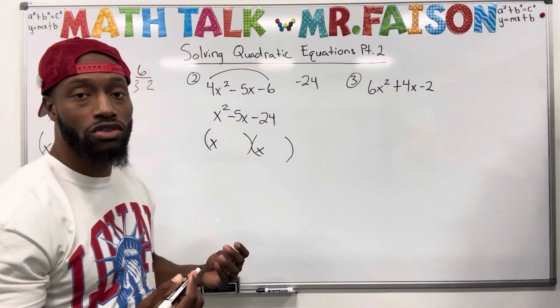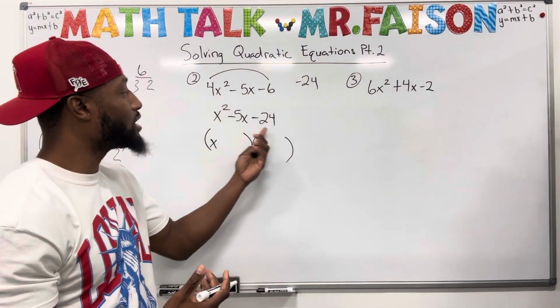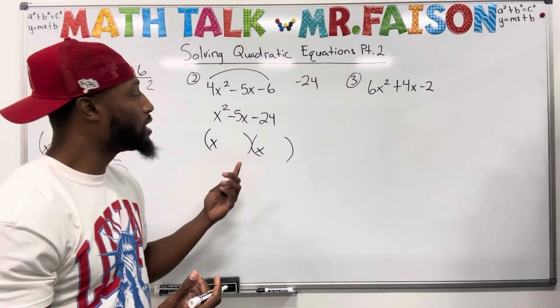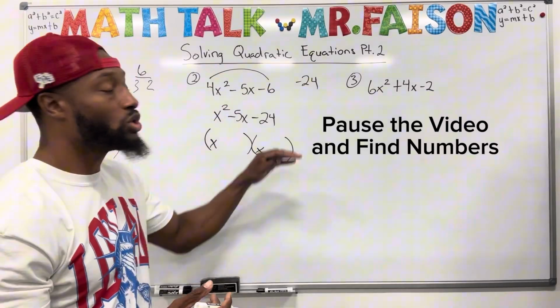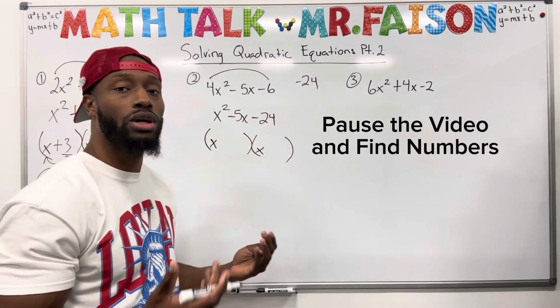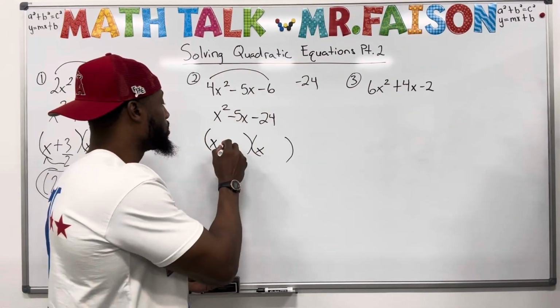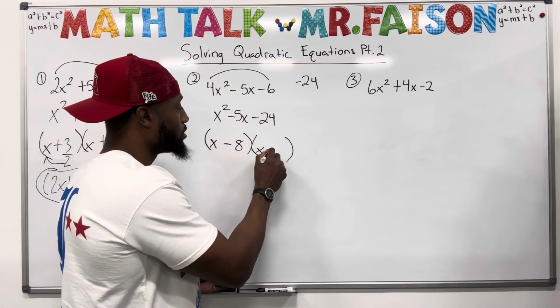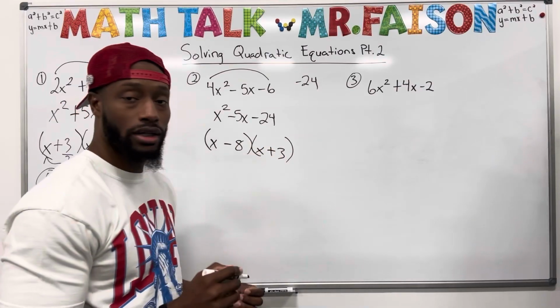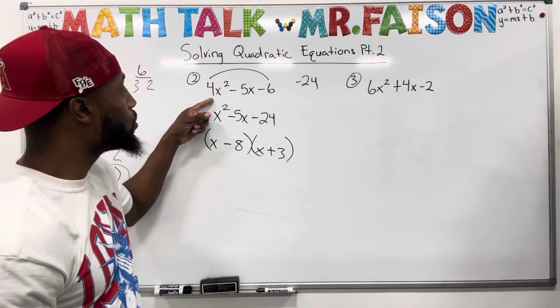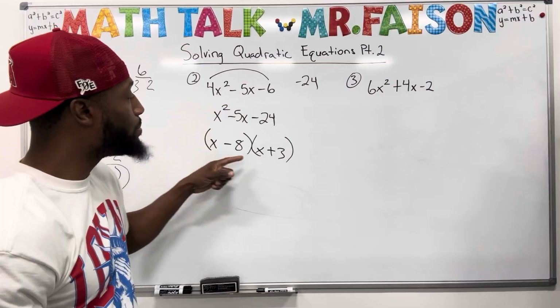Now I want to ask myself, what 2 numbers can I multiply to get negative 24, but if I add them together, I get a negative 5? So what you can do is go here and find out what 2 numbers you can multiply together to get a negative 24. Those 2 numbers would be negative 8 and positive 3. So now that we found this, we have to take this 4 that we removed earlier and divide both of these by 4.